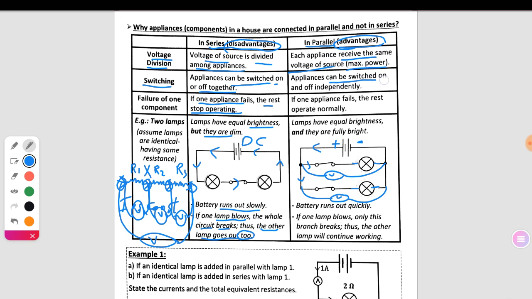Each can be switched on or off independently. If one appliance fails, the rest operate normally. If this lamp is cut off, the other lamp will still glow. Lamps have equal brightness. They are fully bright. The battery runs out quickly. If one lamp blows, only that branch breaks, and the other lamp will continue working.